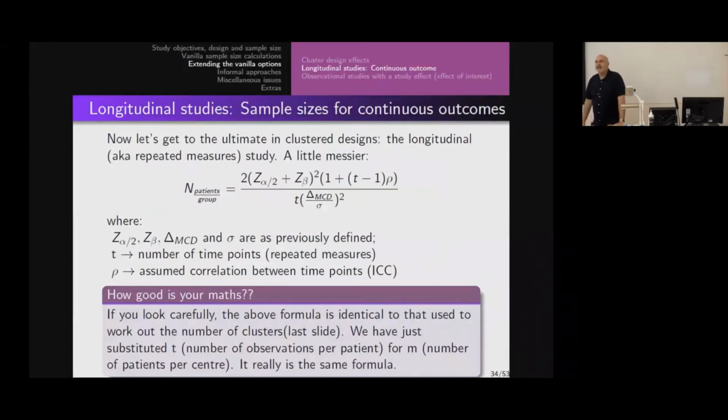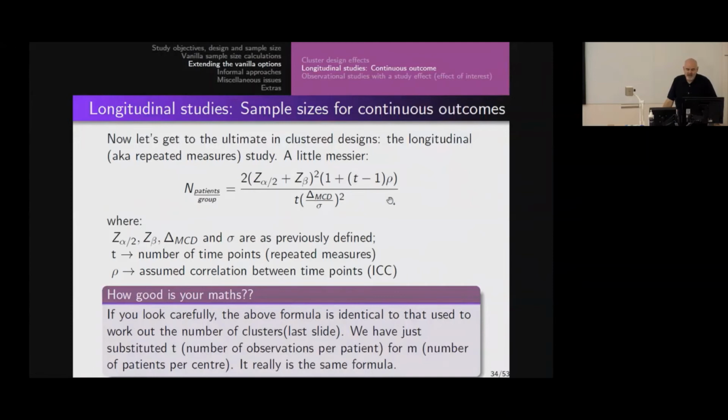The thing is I've already done the hard work here. A longitudinal study is really like a multi-centre study, but the patient is the centre. In other words, repeated values from me, I'm like a hospital, okay? So I have individual observations, that's one cluster. You have individual observations, you're another cluster, and so on. The formula is exactly the same. All I've really done here is replaced M with T, where T is the number of observations per patient. It's the same formula, okay?